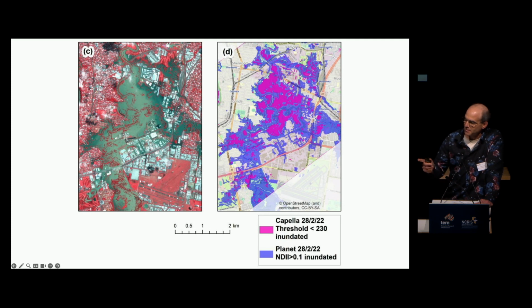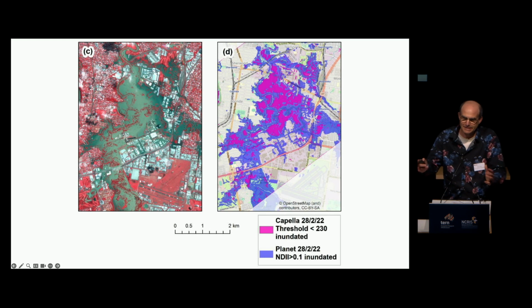But as you can see, the areas identified by the SAR imagery in magenta were much smaller than what was actually flooded. So this is probably due to obstructions by buildings and vegetation within this dense urban area.